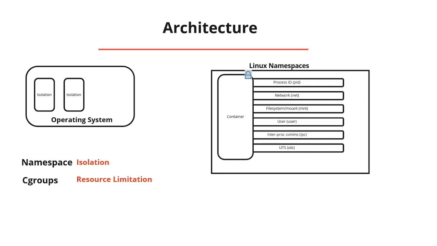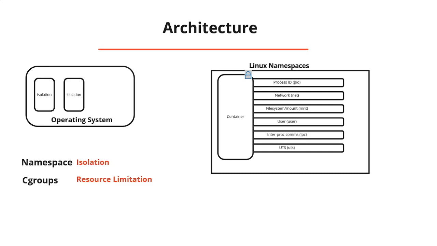The PID namespace gives each container its own isolated process tree, complete with its own PID 1. So a process in one container is unaware of anything in another container. The net namespace gives each container its own isolated network stack, so it has its own NICs, its own IPs, routing table, etc. And mount gives the container its own isolated root file system.